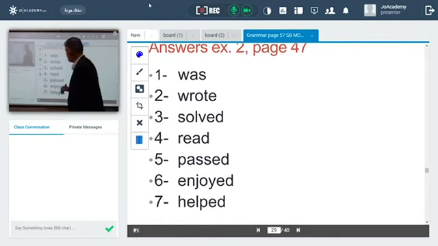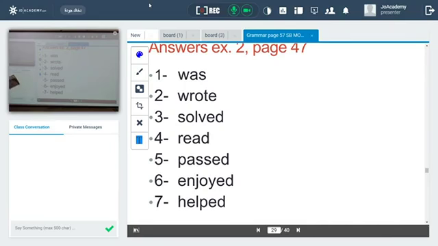Okay. Was, wrote, solved, read, passed, enjoyed, and helped. These are the right answers for exercise number 2, page 47. Now, dear students, let's move to page number 48.